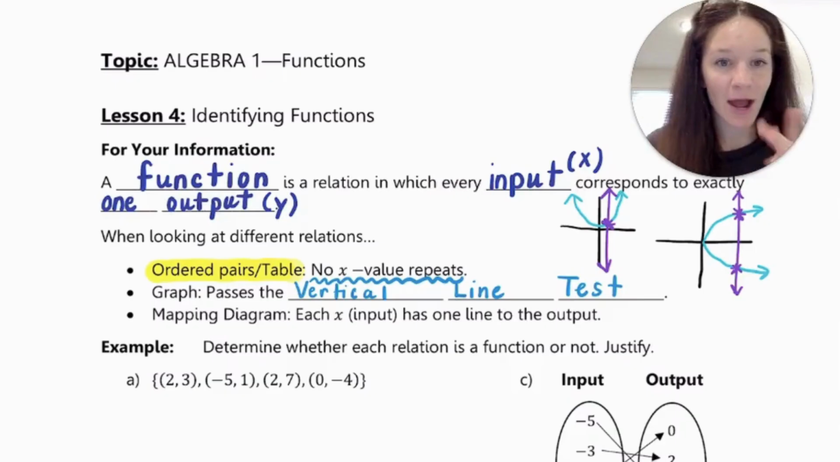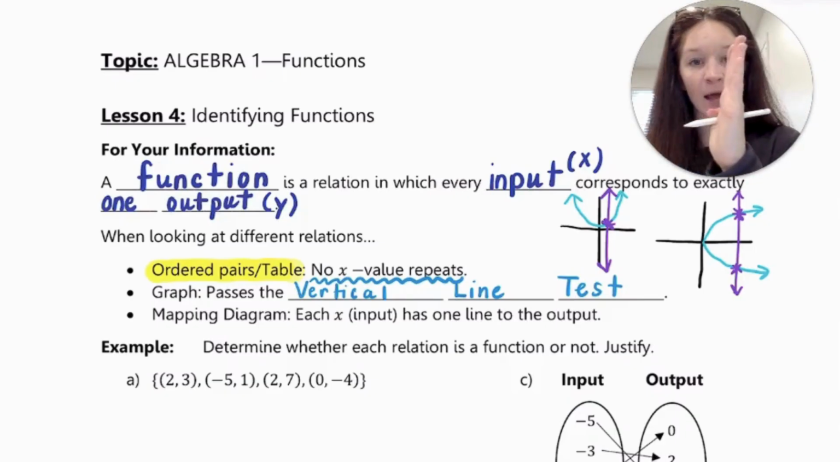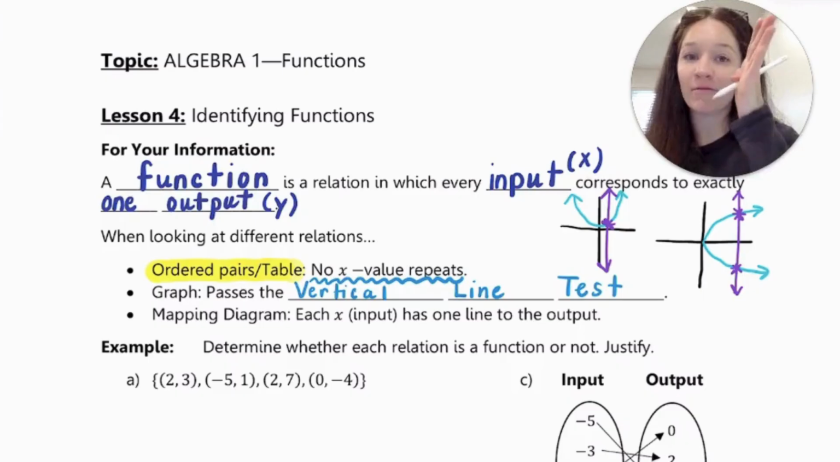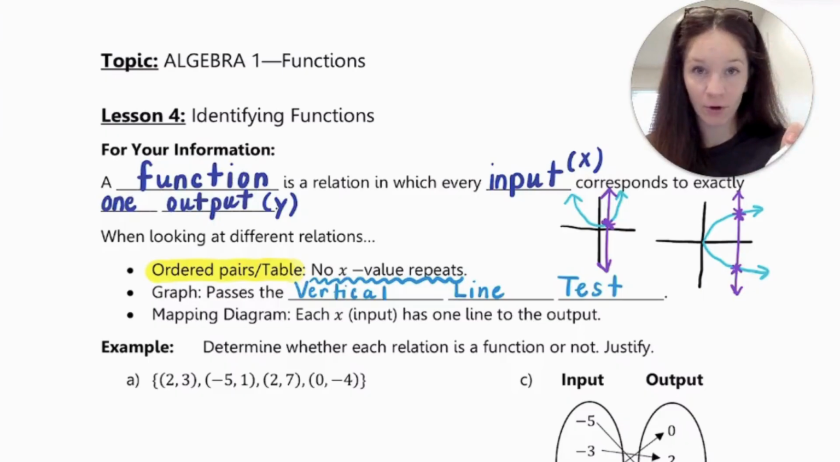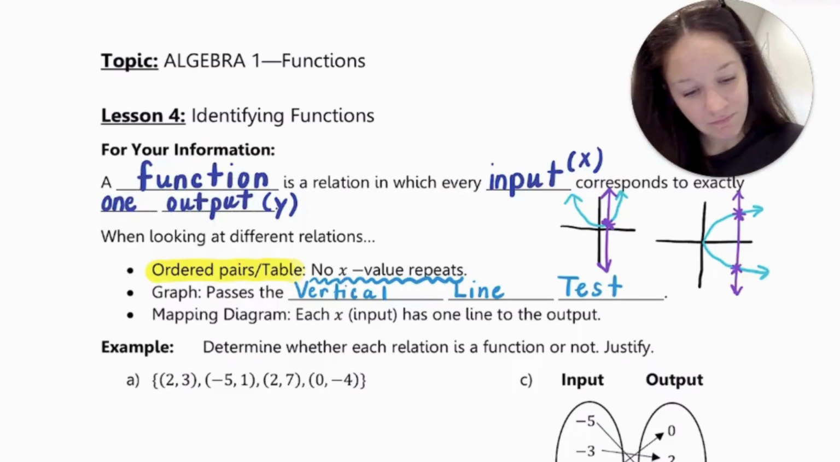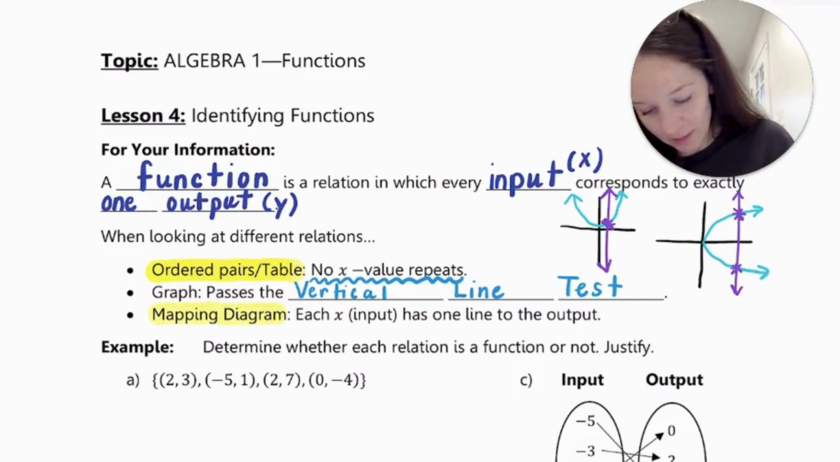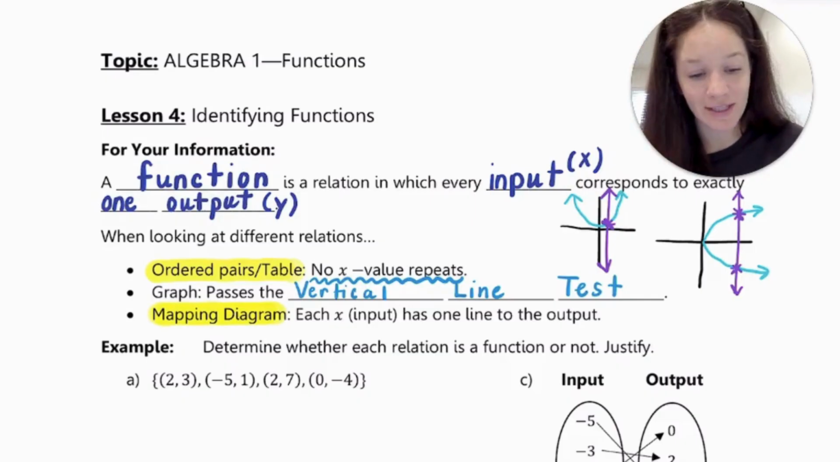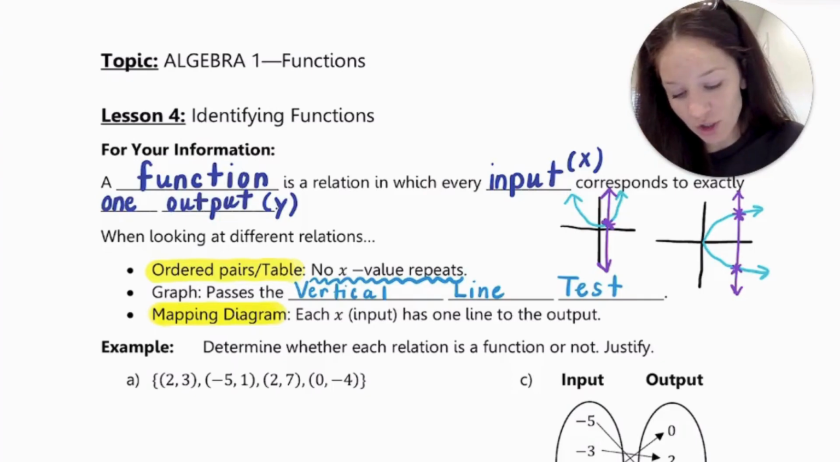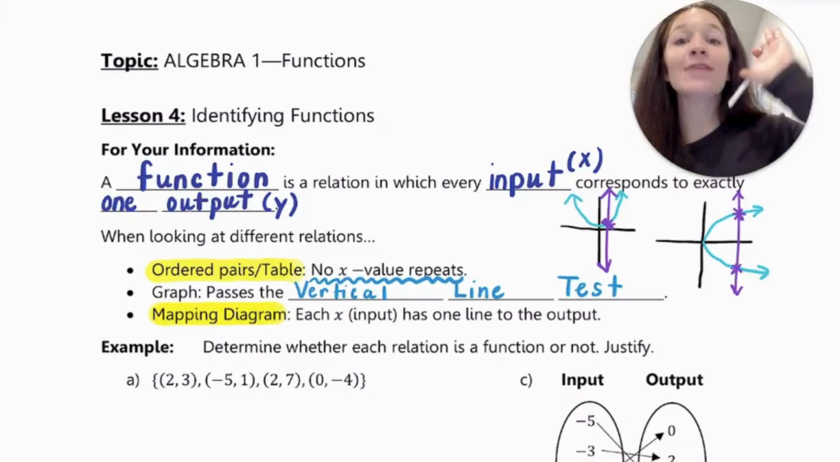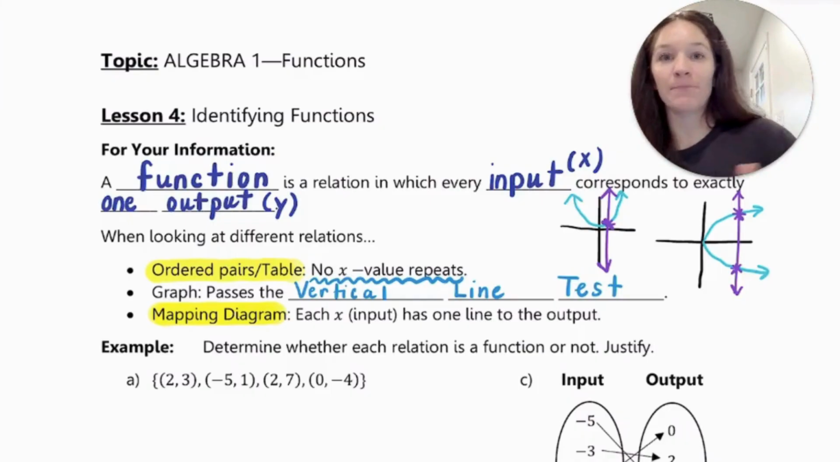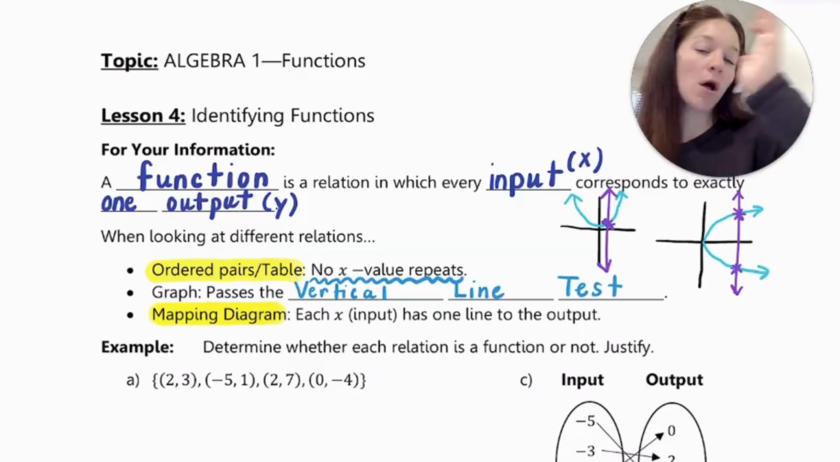The next graph, where I draw that vertical line, it passes more than once. Fails vertical line test, therefore not a function. Okay? And then last but not least, we have our mapping diagrams. I like determining if mapping diagrams are functions. It's another easy way, by just looking at the input. I do not care about the output whatsoever. All the outputs can repeat.